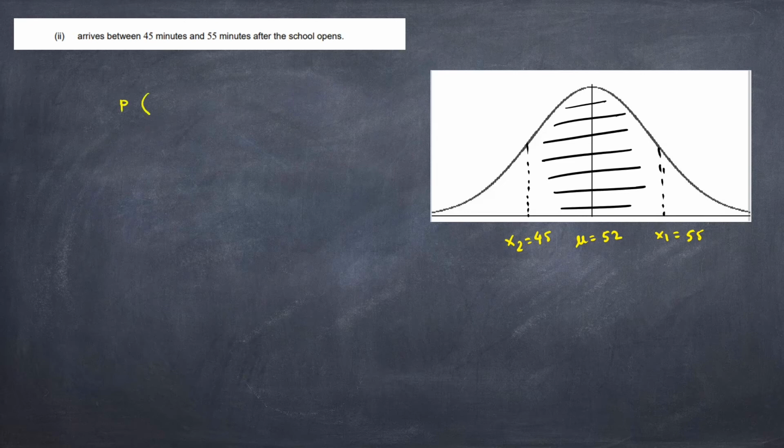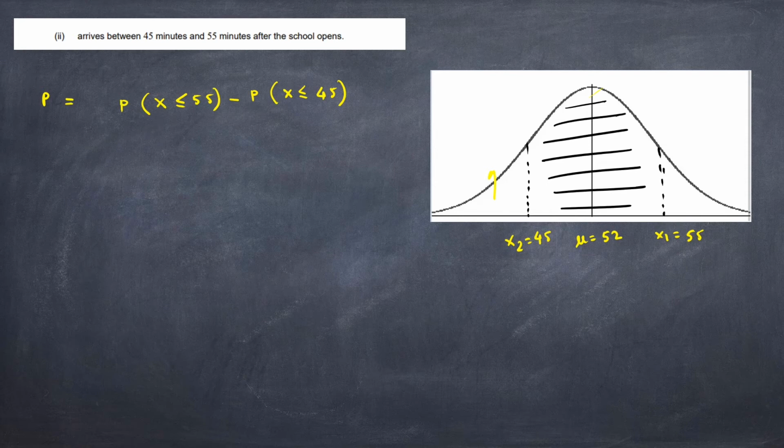So P of x, as you can see, first we will find the probability of x less than or equal to 55. Then we will deduct from this probability P of x less than or equal to 45. So from this total area, we will just deduct this small region area and we will find our desired probability. So let's do that.